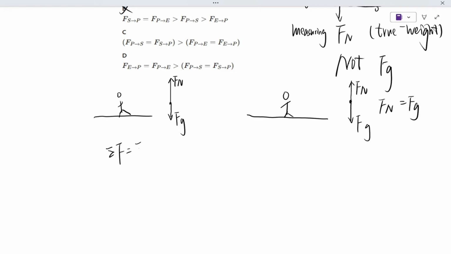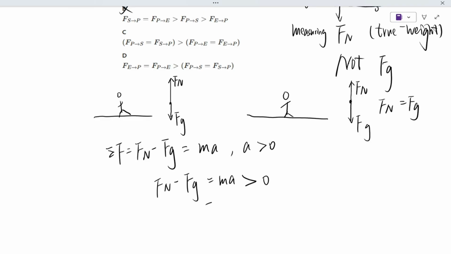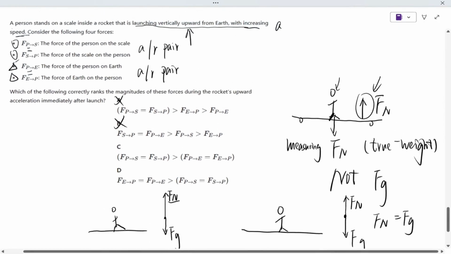Then Fn minus your gravitational force, Fg, is equal to ma. a is bigger than 0, which means Fn minus Fg, equal to ma, is also bigger than 0, which we can get Fn is bigger than Fg. The normal force is actually bigger than Fg. So let's see which one is bigger.